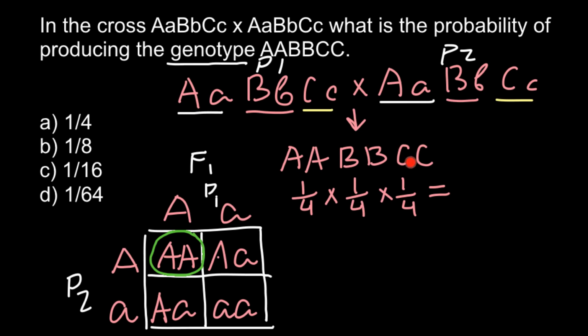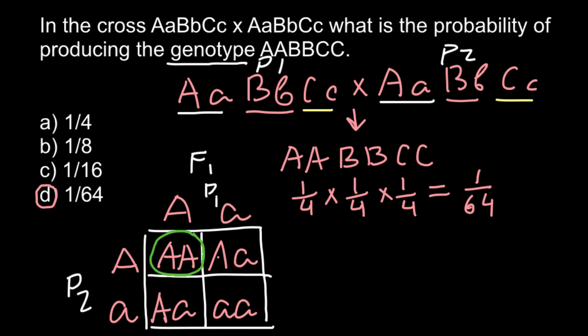When we can connect two or more independent probabilities with the word and, we use the product rule. So 1/4 multiplied by 1/4 is 1/16, multiplied by 1/4 is going to be 1 out of 64. This is the probability that the progeny would be homozygous dominant for all three genes. So as you see, this is answer D.